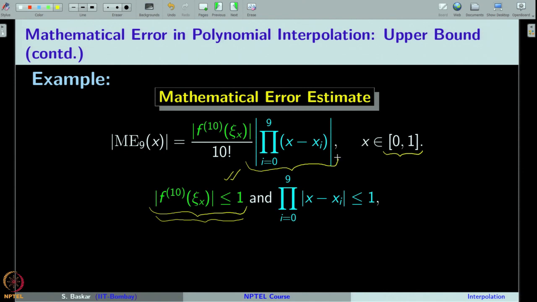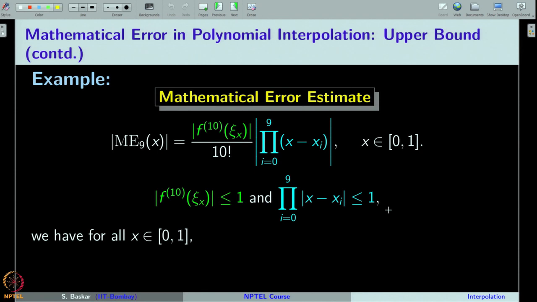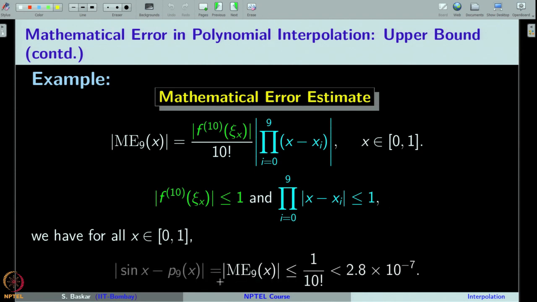But how to get the upper bound for this function? Well, this is the absolute value of the 10th degree polynomial. Finding the maximum of this function may sound a bit difficult, but a clever observation is that whatever x and xi may be, they both lie in the interval [0, 1]. Therefore, their absolute value is less than or equal to 1, so whatever the maximum of this term is, it is surely not going to exceed 1.